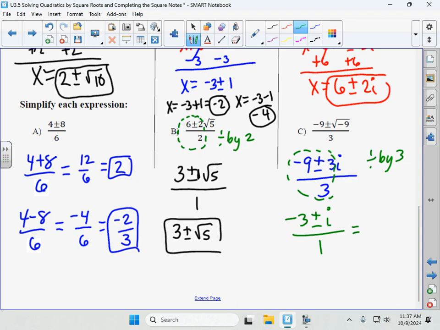And so we can clean this up a little bit. Looks a little nicer, like this. Negative 3 plus or minus i. All right, again, if you have 3 numbers on the outside of a radical or i, look for a number that you can divide them all by, and it's just so you can simplify the fraction. Okay, that's it.